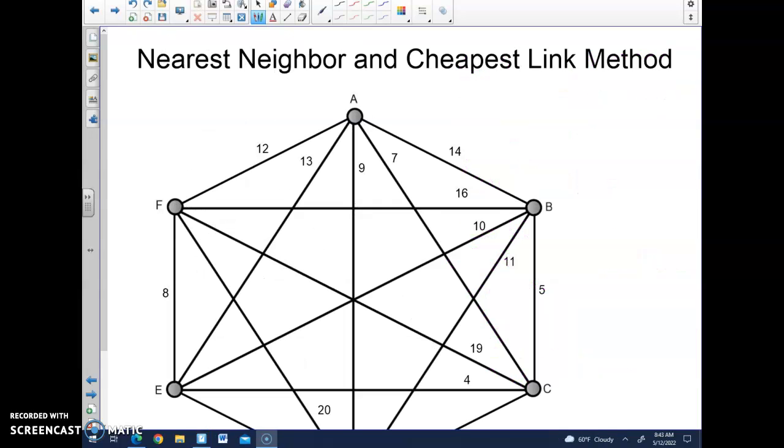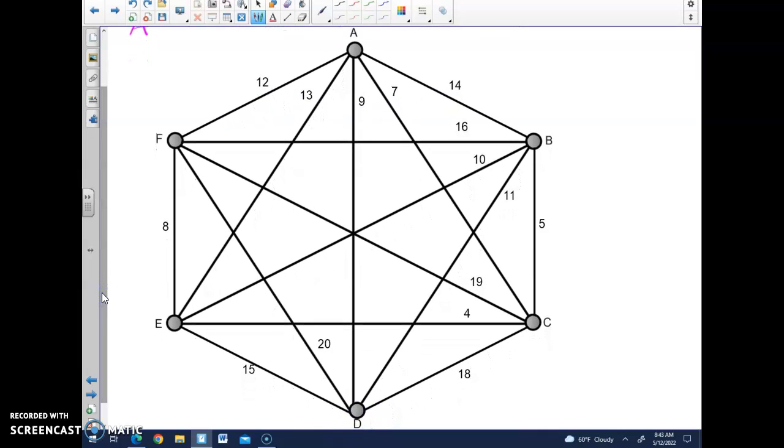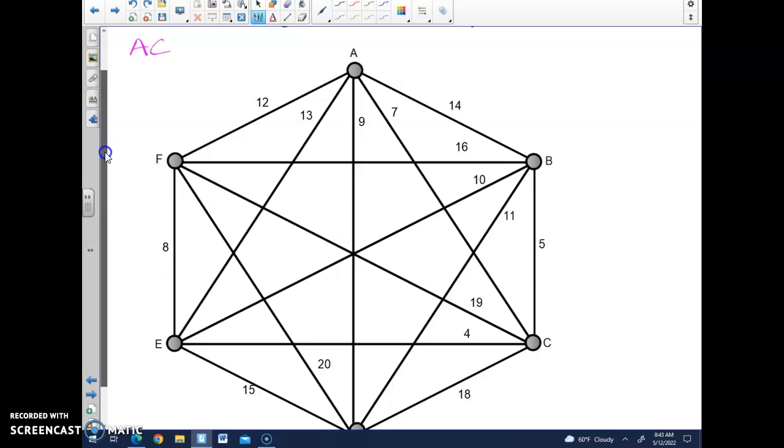All right, so for nearest neighbor here, okay, I'm always going to start at A. And A is 14 from B, 7 from C, 9 from D, 13 from E, and 12 from F. So C is my closest letter. Okay. Now I'm not going to go back to A. I'm 5 from B, I'm 18 from D, I'm 4 from E, and I'm 19 from F. So C goes to E next.